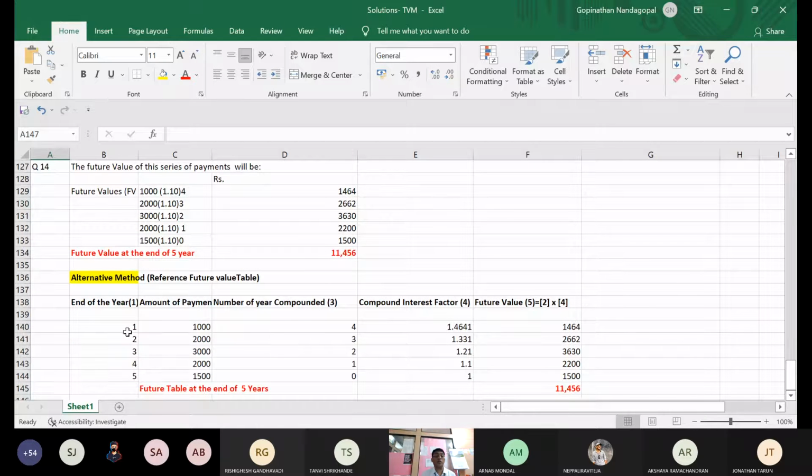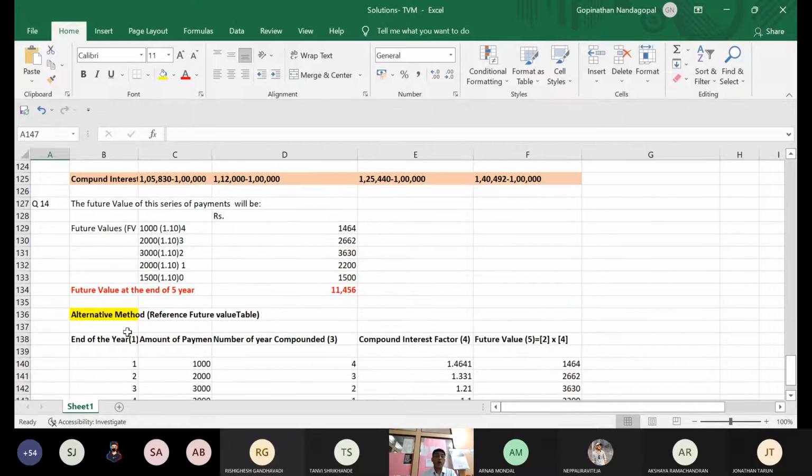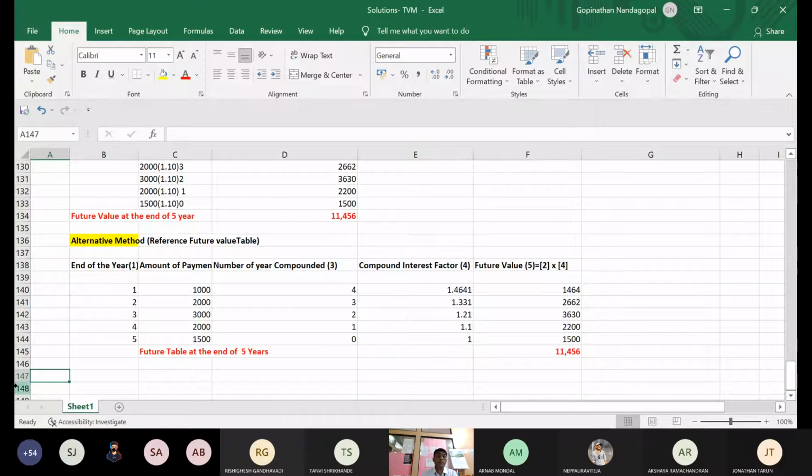Now, next, we are going to find out the compound value of a series of cash flow. When I mean cash flow, it is a cash inflow.